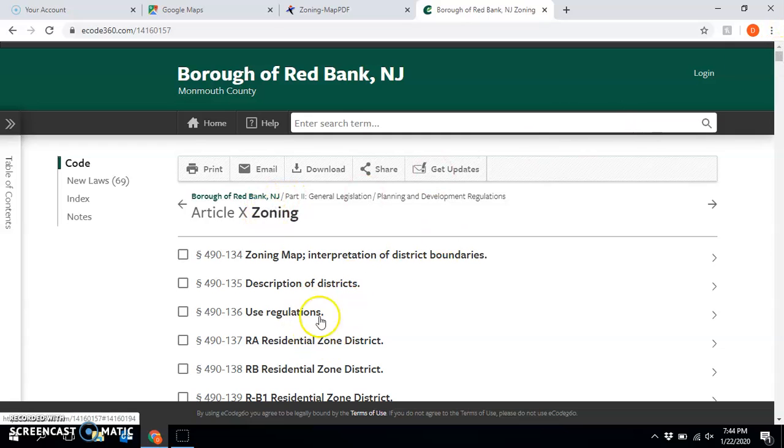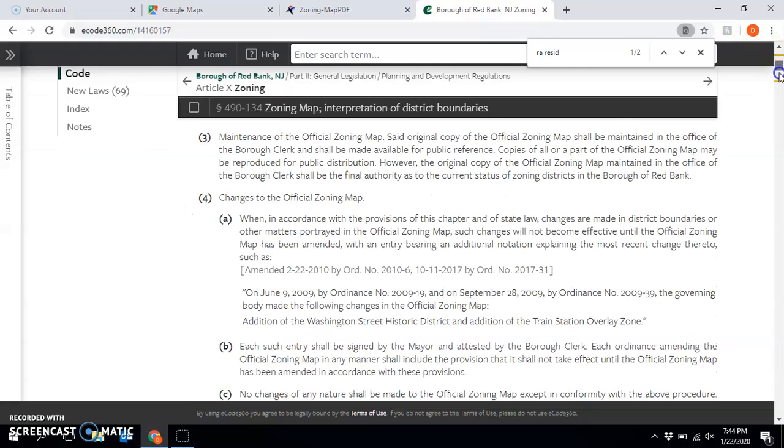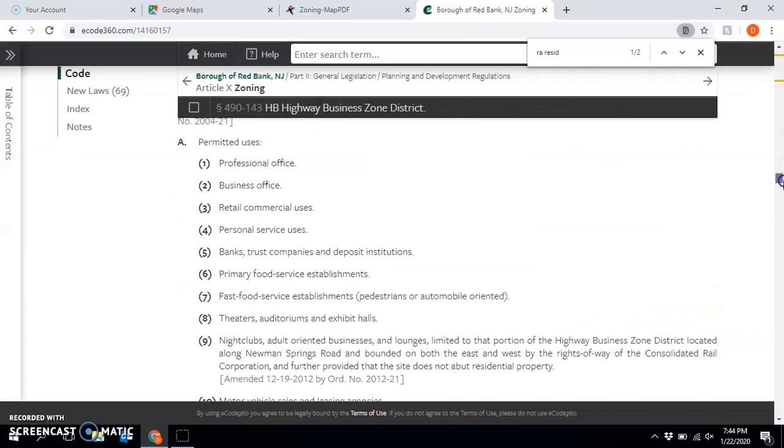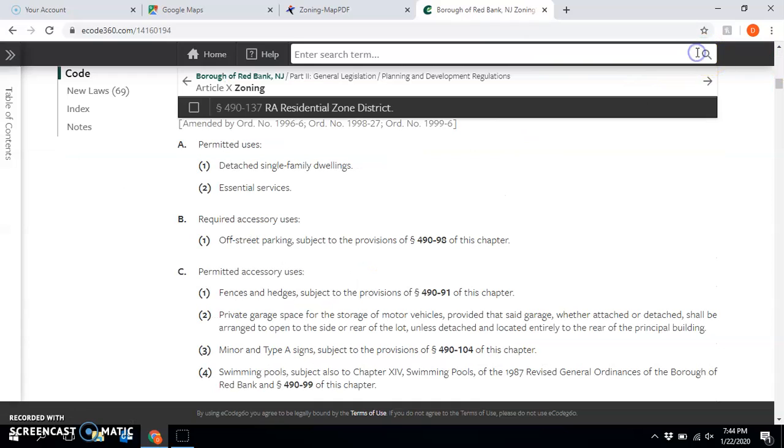In this case, it came up pretty early, but if it did not, I can always do Control F and then search the name of the zone. I spelled it wrong. There we go. And then you can find it that way if it didn't happen to be right at the top. This is a pretty long page right here. So when you click here, it brings you down right to it.